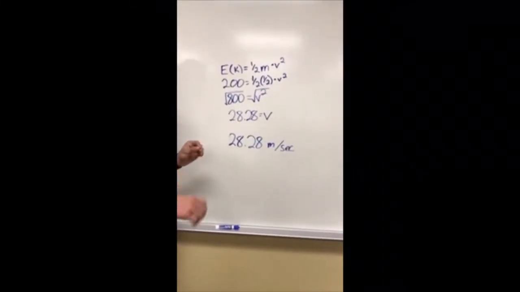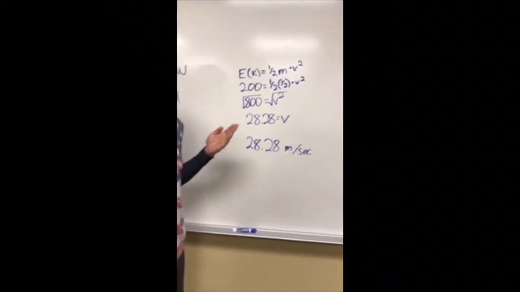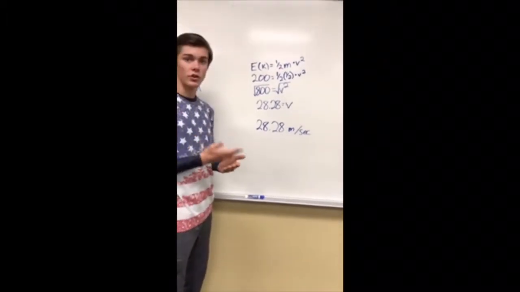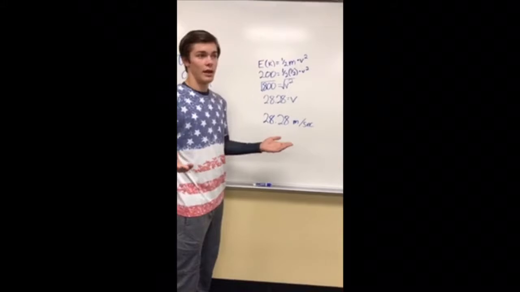Okay, so I did the yellow bird, and to start out, I used the energy equation to find velocity. EK equals 200, which is in kilojoules, and that is our starting energy as given at the beginning of the project.